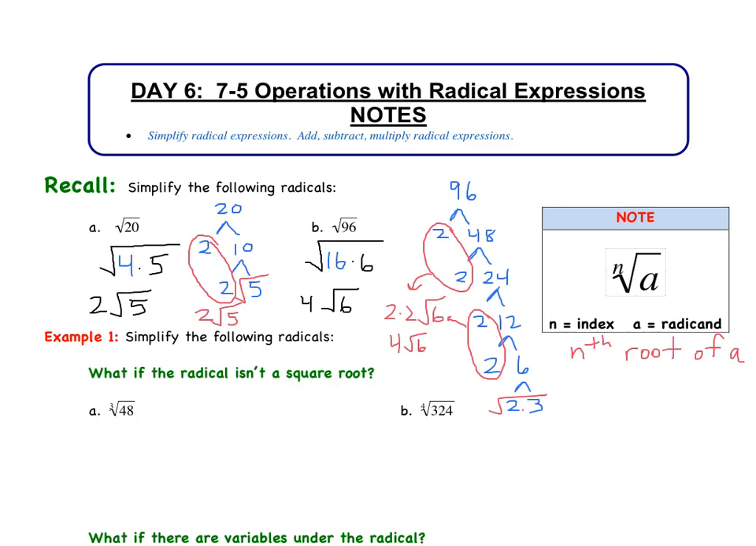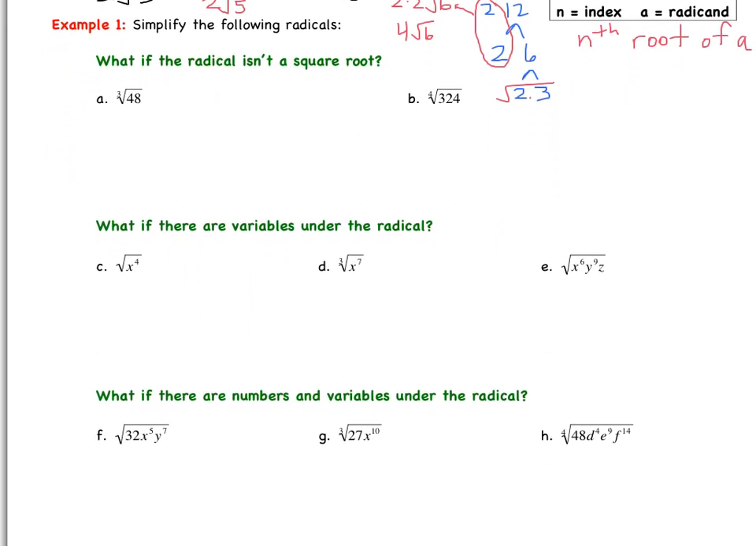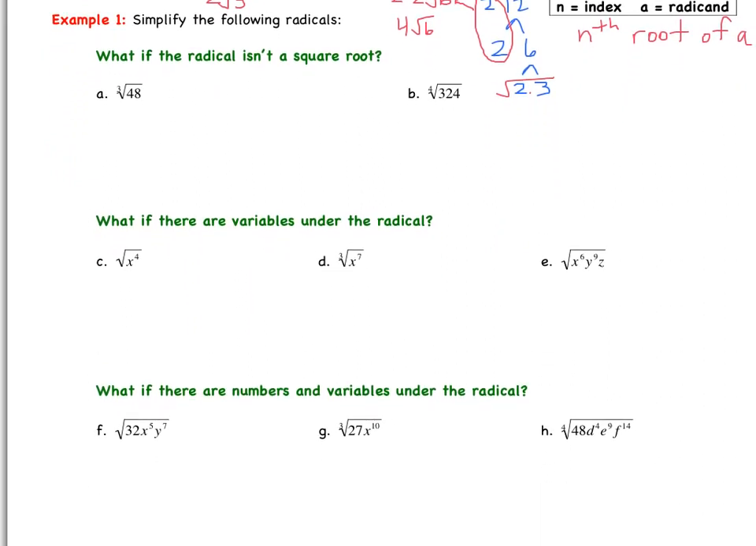If you take a look at the first 2 examples here, the square root of 20 and the square root of 96, we should notice that there is no n. The index is not written in. So when there is no index written, it's assumed to be 2. Make sure you make that note. Okay, so let's take a look at our first example. What if the radical isn't a square root this time?